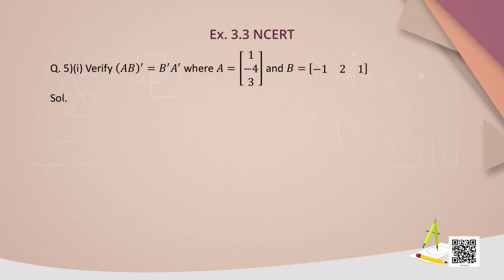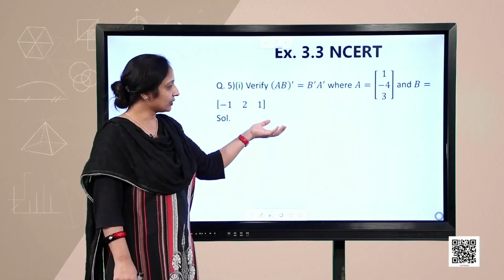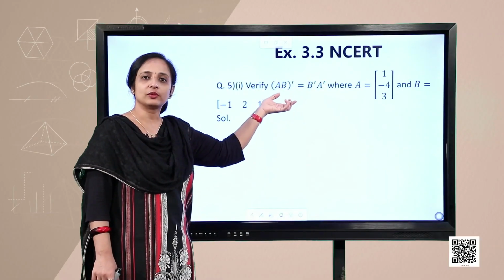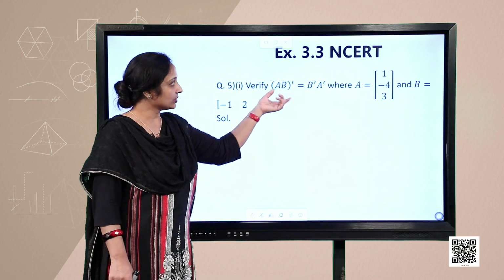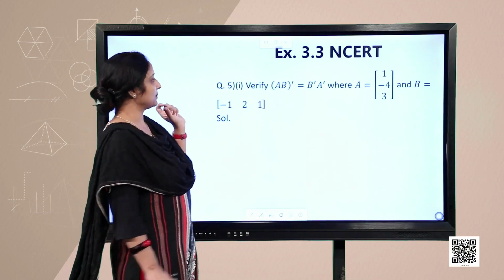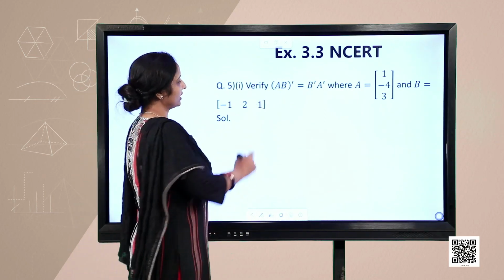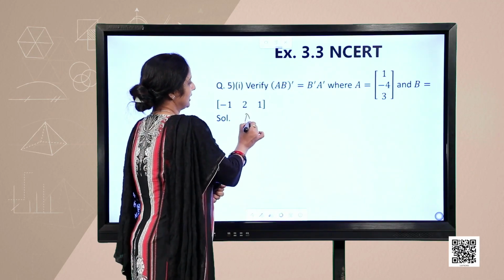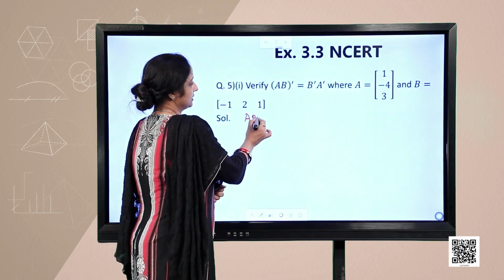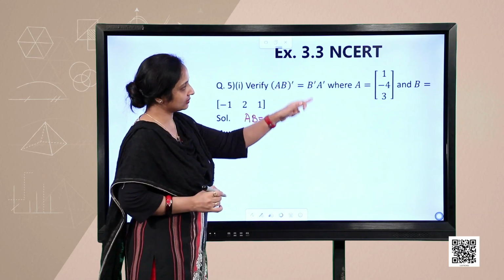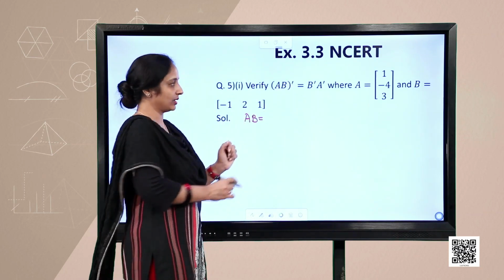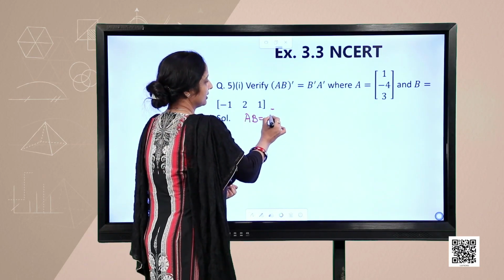AB whole transpose is equal to B transpose A transpose. You can remember that we have named this property as the law of reversal. So, in this you are supposed to multiply all the matrices. So, the very first matrix is AB. That means you need to multiply this column matrix with this row matrix. So, how will you do that?